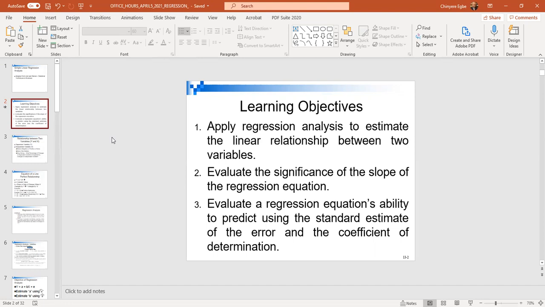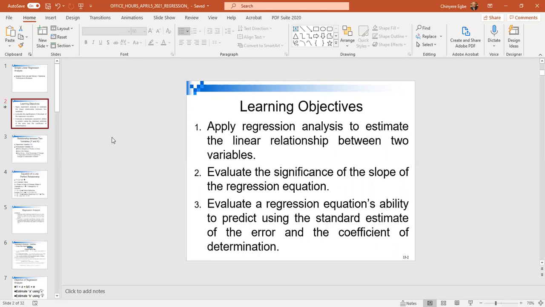Now, having said what regression analysis is all about, what is it based on? Regression analysis is based on a linear model. It depends on a linear equation, and the linear equation is the equation of a line.